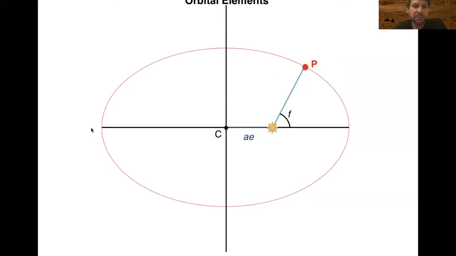Now, in this case here, we oriented the x-axis with the perihelion. Now, imagine that this is not the case. Then you're going to need one extra quantity, which would be the argument of the perihelion.